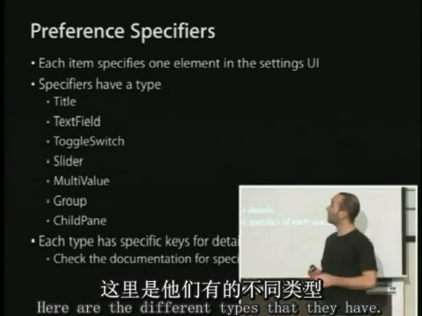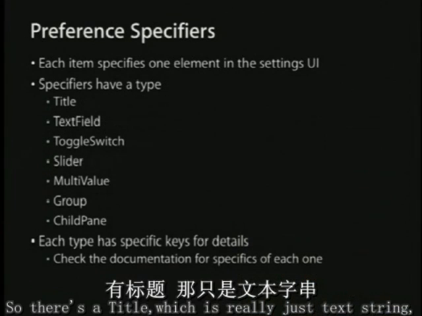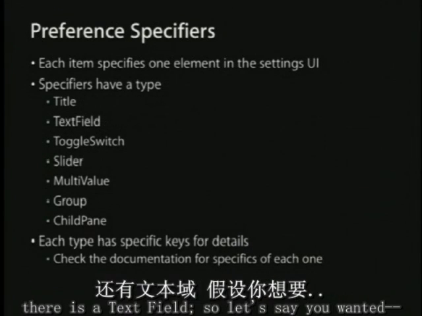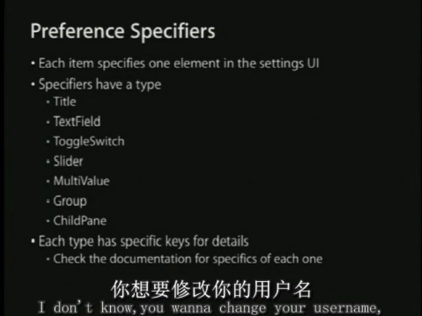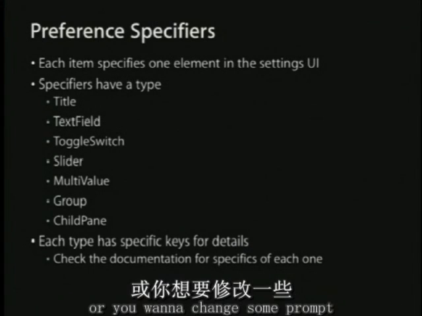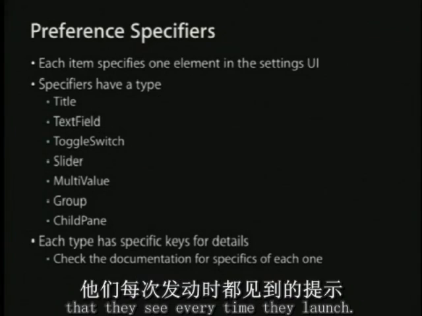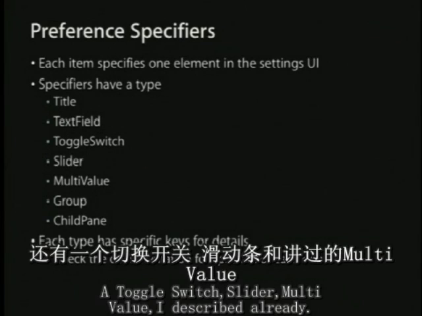Here are the different types that they have. So there's a title, which is really just a text string. There's a text field. So let's say you wanted to change their username, or you want to change some prompt that they see every time they launch. Toggle switch, slider, multi-value I described already.